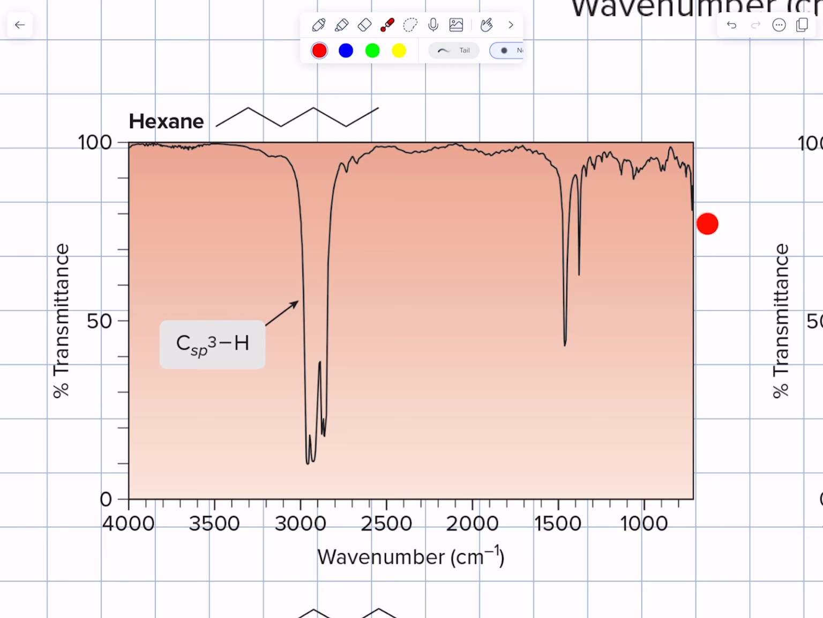In the fingerprint region and below, the only thing this can be is carbon-carbon single bond vibrations. There's not that many of them because hexane's a simple molecule. Make it hex-1-ene, where there's a single double bond, and compare those two spectra.